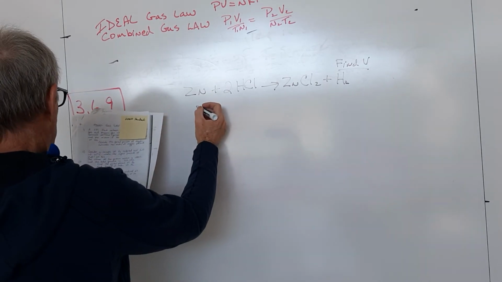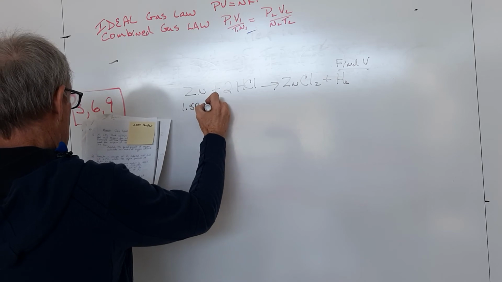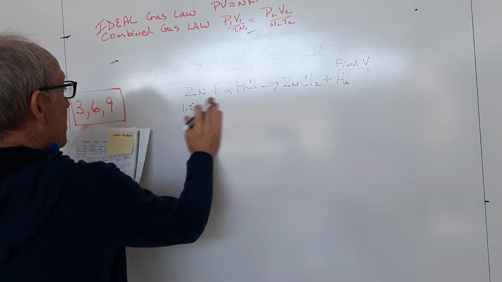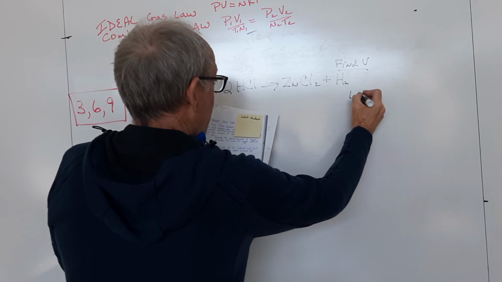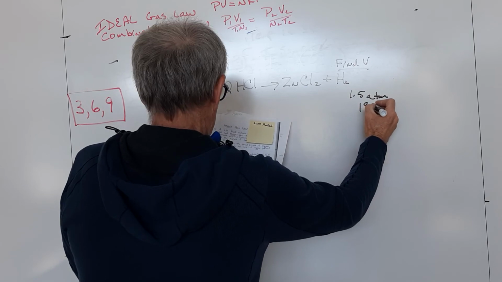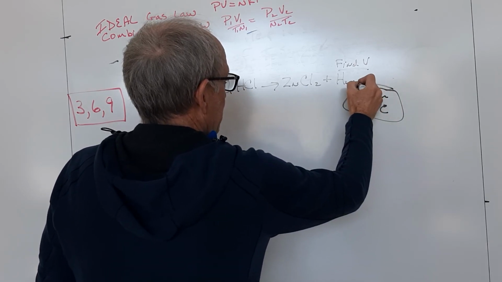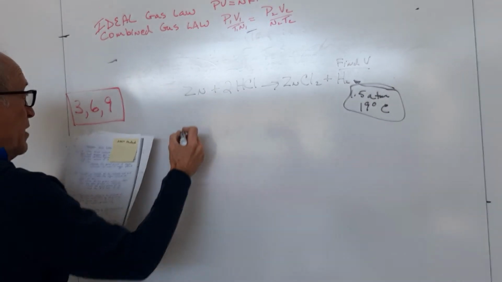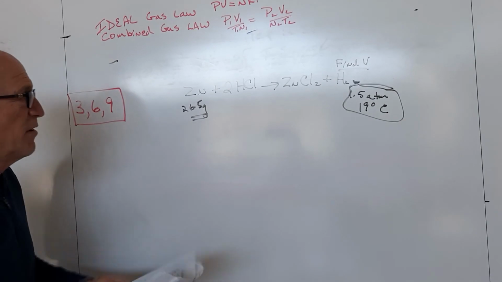So what's for zinc? They're giving me 1.50 atm. Oh, wait, no. Find volume, and I've got 1.5 atm and 19 degrees Celsius. Excuse me, that is for hydrogen. I forgot, hydrogen's a gas. For zinc, they're just giving me 26.5 grams. So I want to find the volume.